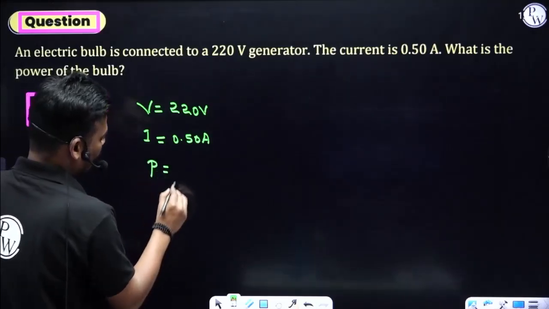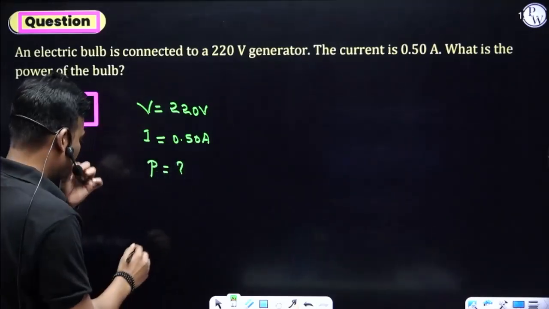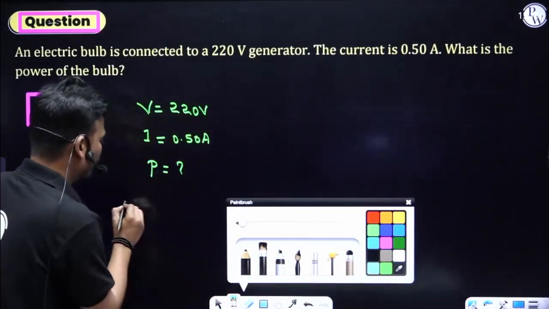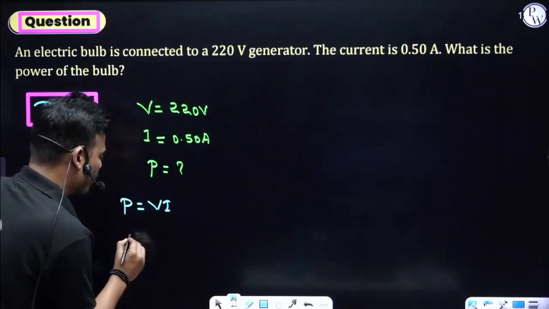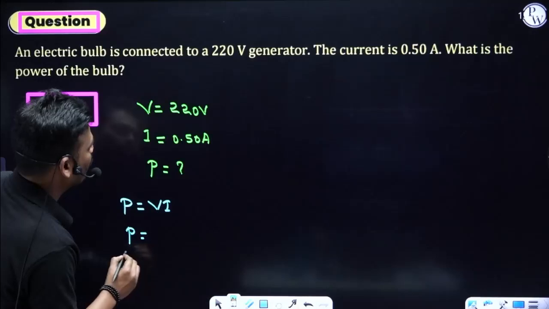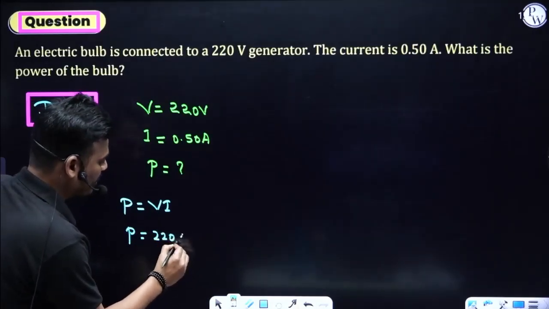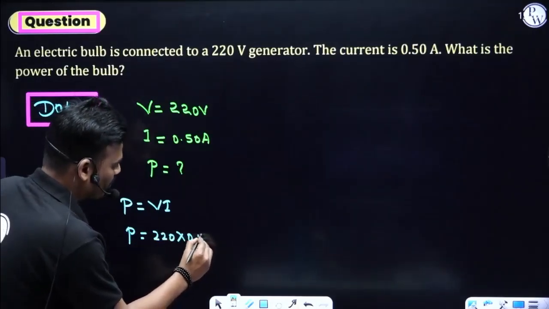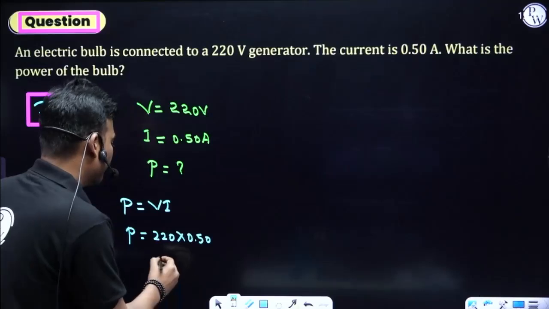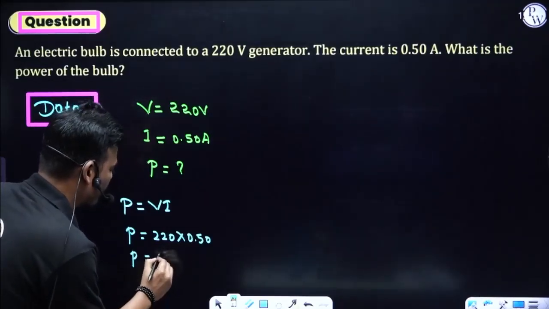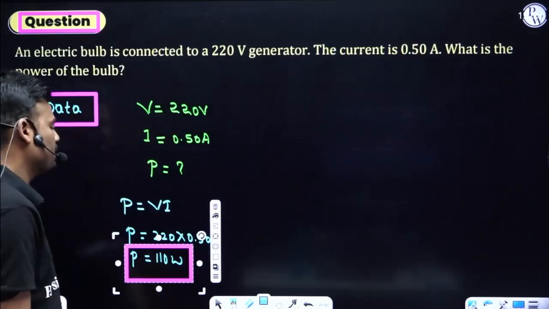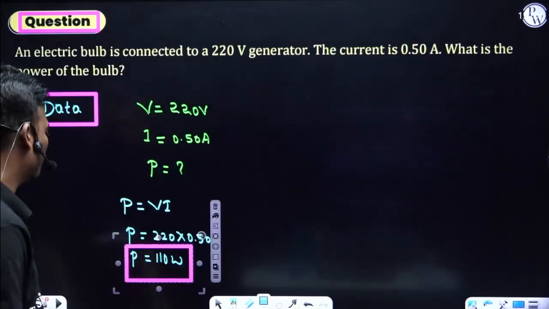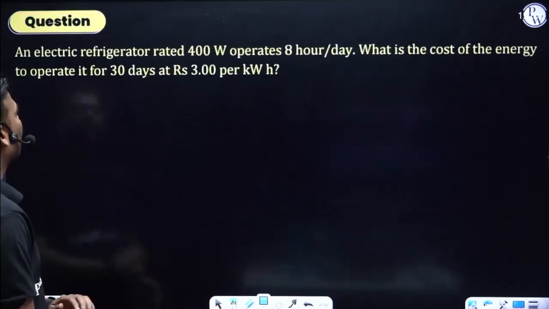So the power of the bulb, we know that in terms of potential difference and current, is given by V into I. So power is equal to V, that is 220, into I, that is 0.50. 0.50 means half of that. So 110 watt, half of 220.